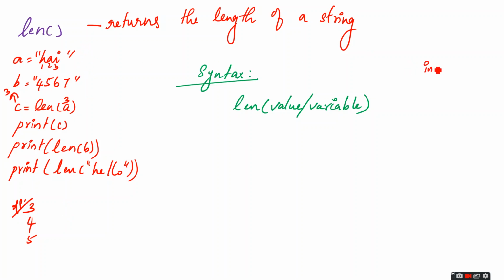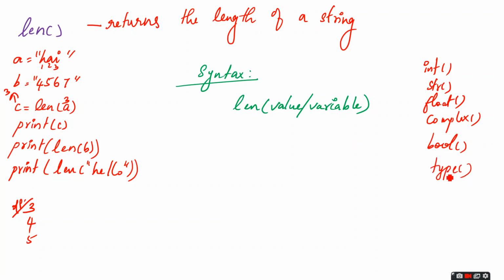So the built-in functions we have learned are int, str, float, complex, then bool, then the type function, the len function, the input function, and the print function. So we have learned this many built-in functions. Throughout the 11th and 12th standard, we will learn more about built-in functions. In different chapters, we will come across different functions.